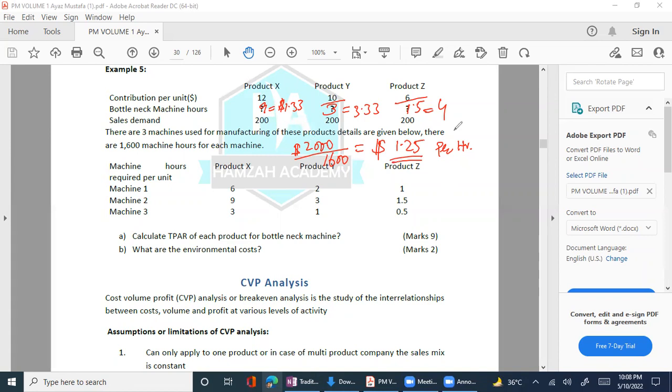Now we can calculate the throughput accounting ratio. It will be easy now. Is it okay? Just divide throughput per hour by the fixed cost per hour. Is it fine now?